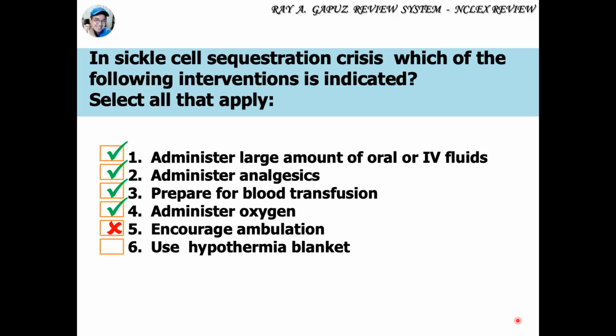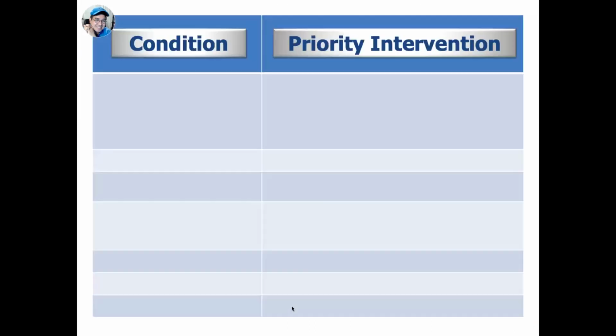Number 6, use hypothermia blanket. Do we actually decrease the temperature of your patient? No, that could cause more blood clots in the body, right? Cool extremities. Next, let's summarize here.